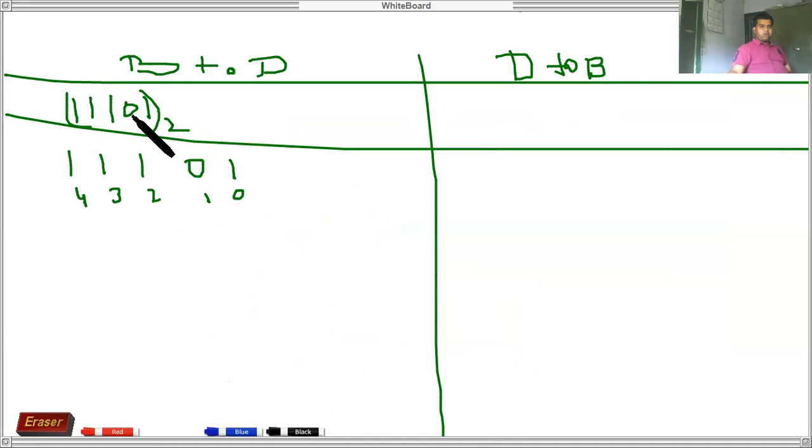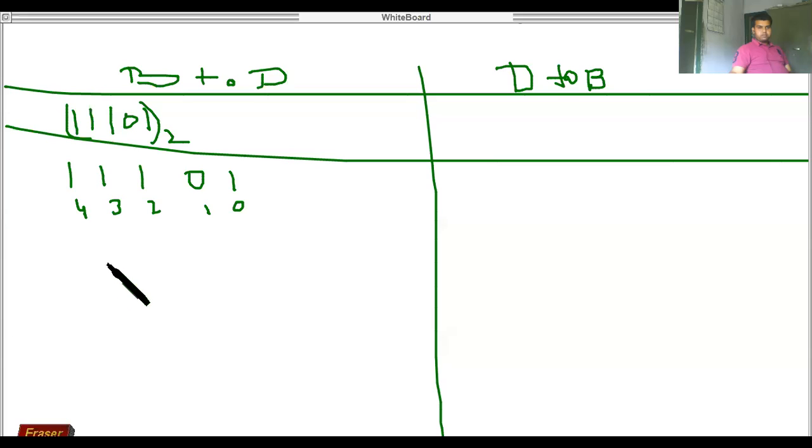Write the question 11101. Can you convert 11101, one one one zero one, into the decimal form?